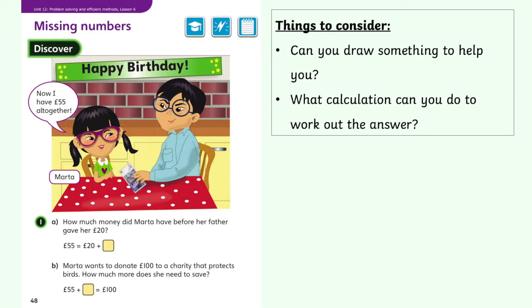Part B. Marta wants to donate £100 to charity, to a charity that protects birds. How much more does she need to save? So things to consider as you have a go at this Discover. Can you draw something to help you? What representations of the problem could you draw that you've already looked at this year in year 2? What could you draw to help you? And what calculation do you need to do to work out the answer? So have a go at the Discover, click pause now, and then click play when you want to share ideas together.